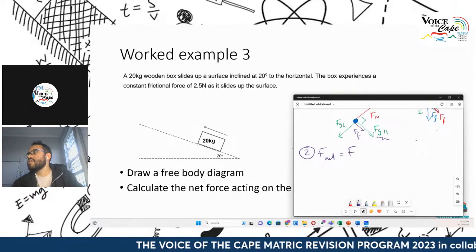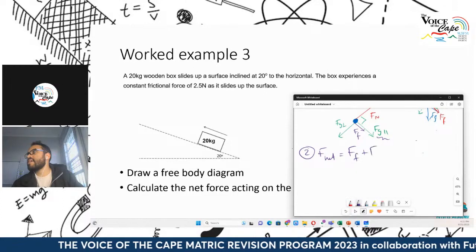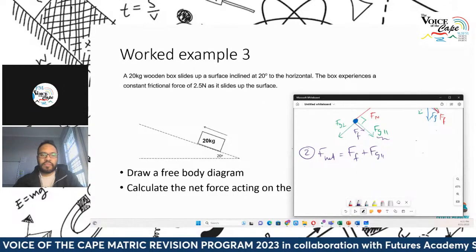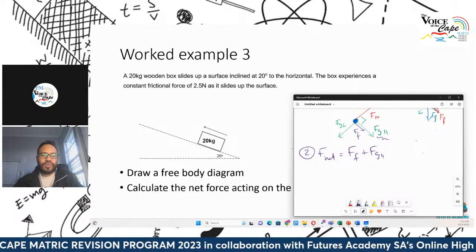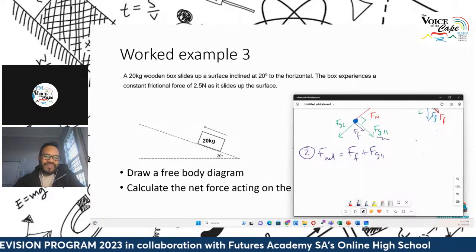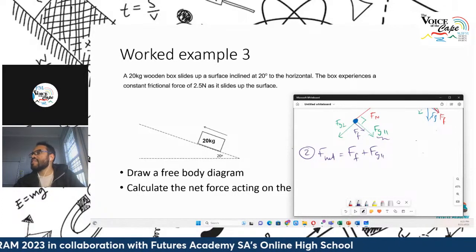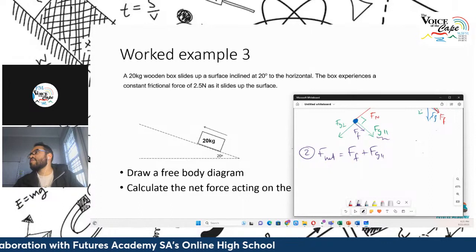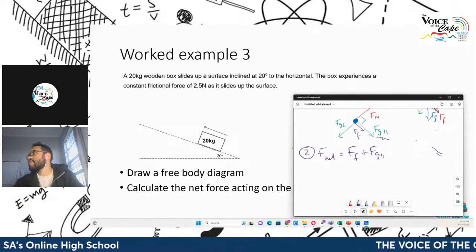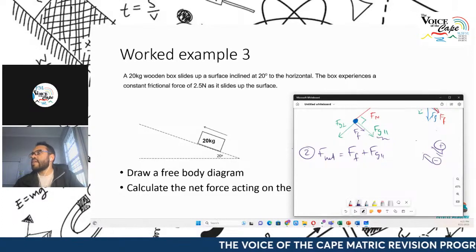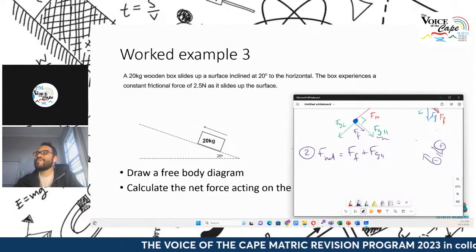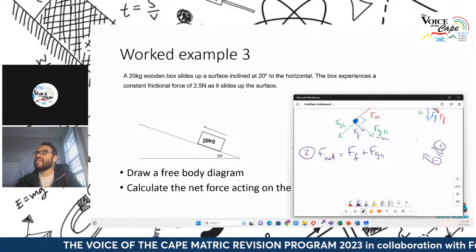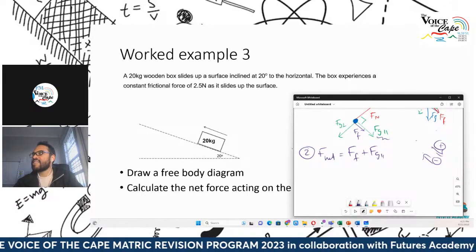F net is equal to F little f plus Fg parallel. Now, once again, include directions, but in this case, just for argument's sake, let's use down the slope as positive and up the slope as negative. Now I'm using down the slope as positive because everything is in one direction, but it doesn't really matter as long as you interpret this at the end.